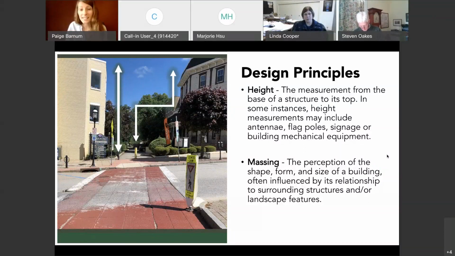The next design principle is massing, which is the perception of shape, form, and size of a building. The best way to think about massing is if you're walking on the trail, does that building feel like it's really looming over you? Does it make it feel like an unwelcome space? How might you be able to set back different stories on your structure to make it feel not such an imposing piece of development adjacent to the trail?